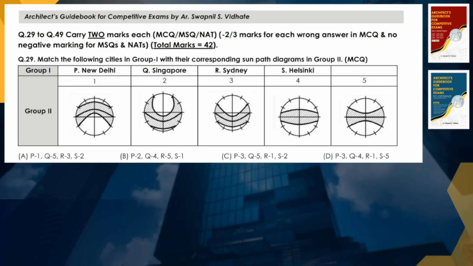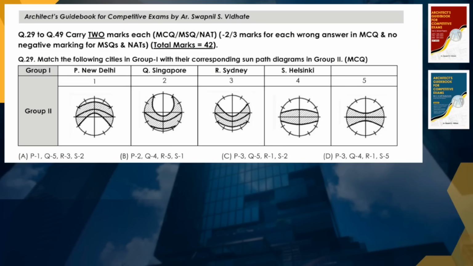Question 29 onwards up to question 49, these questions are carrying 2 marks each. As I said in the beginning, in case of multiple choice question, for each wrong answer there will be a negative marking of 2/3, no partial marking for multiple select question and numerical answer type question, as well as there is no negative marking for both these multiple select question and the numerical answer type question.